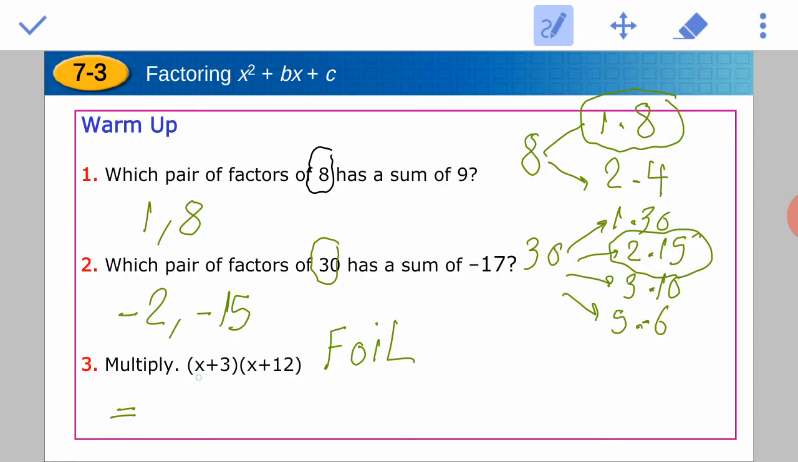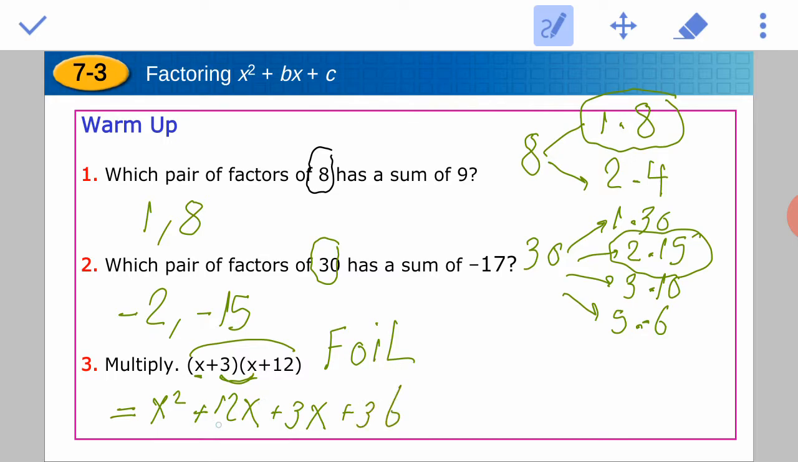F means we multiply the first by the first. X times x is equal to x squared. O means outer, the outside ones, the x and the plus 12. Their product is plus 12x. I is inner. These two inside terms are the inner: plus 3 times x is plus 3x. And finally L is the last terms: plus 3 times plus 12 is plus 36.